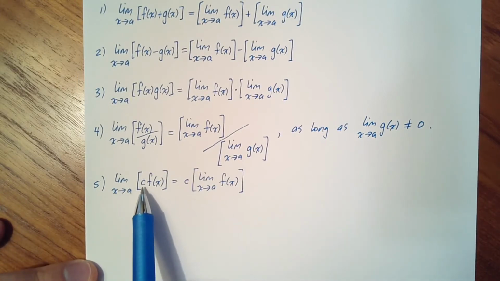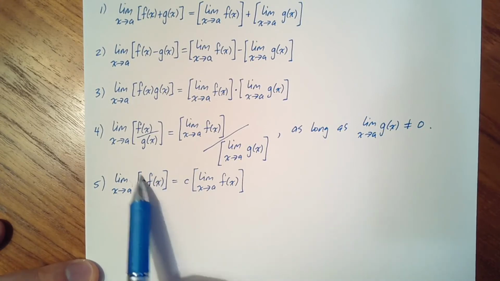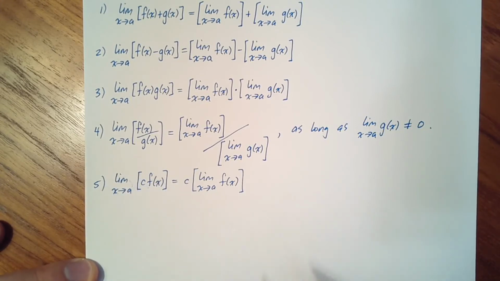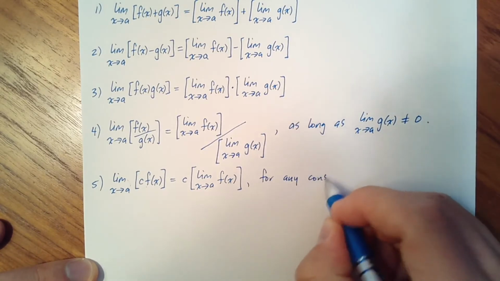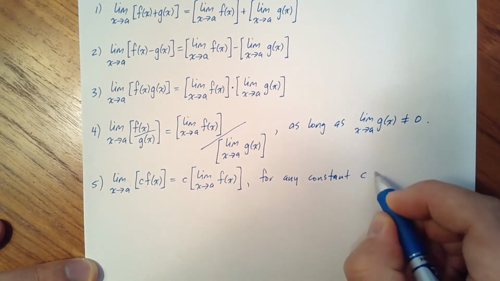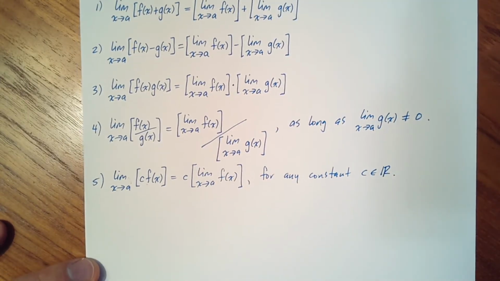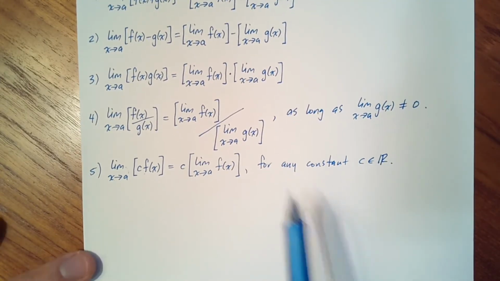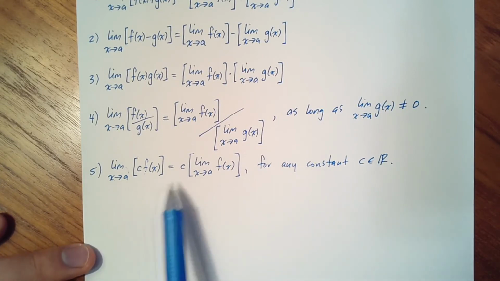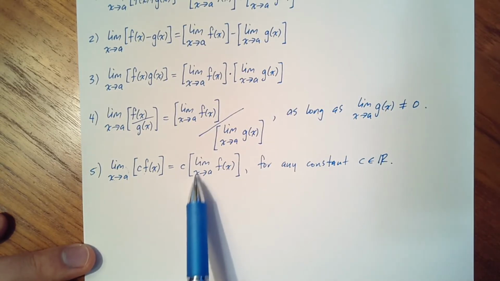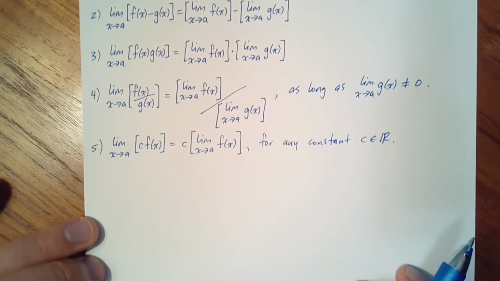So if you have a constant multiplier inside of a function and you're taking the limit of that function, you can pull that constant right outside, and this is what you get. And this is true for any constant real number c. And in fact, I won't write this down, but it may be interesting to you to know that you actually don't need c to be a constant in this case. It's good enough as long as c is independent of the variable x. That turns out to be good enough.